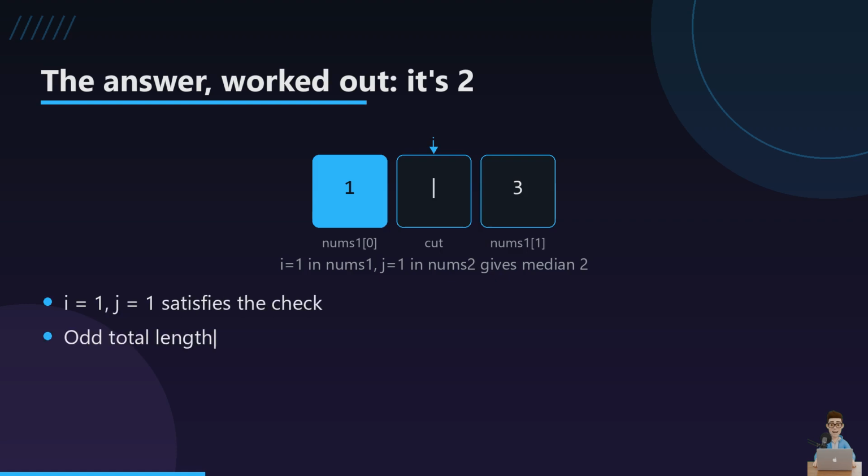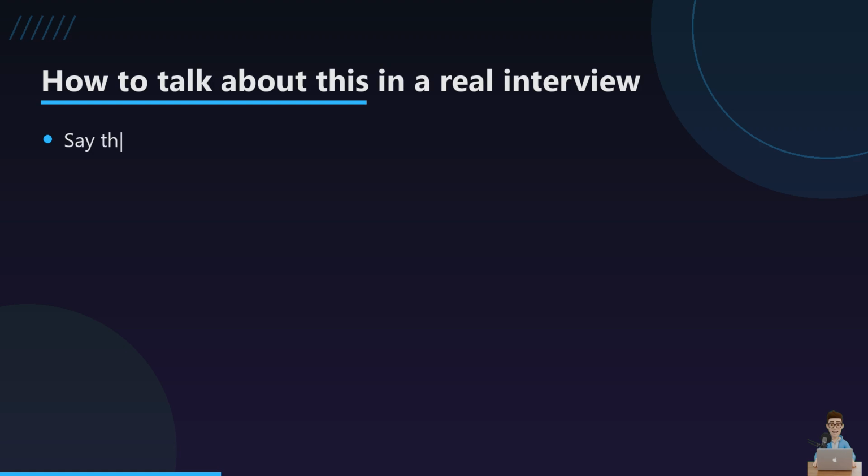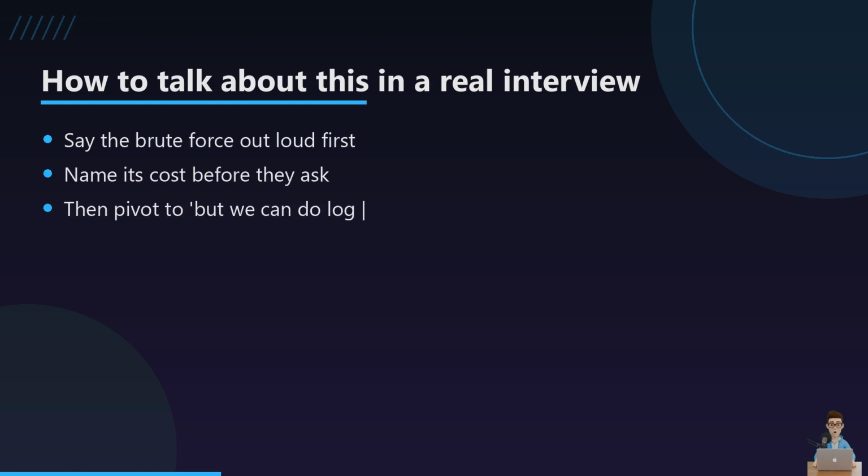Let's trace it together. When i equals 1 and j equals 1, we get left 1 equals 1, left 2 equals 2, right 1 equals infinity, nothing is left in nums1, and right 2 equals 2. Checking our rule, is left 1, 1, less than or equal to right 2, 2? Yes. Is left 2, 2, less than or equal to right 1, infinity? Yes. So this is our answer. Since there are 3 total numbers, an odd amount, we just take the bigger of the 2 left values, which is 2. That matches exactly what we got earlier by simply merging the lists by hand. Great, our trick works.